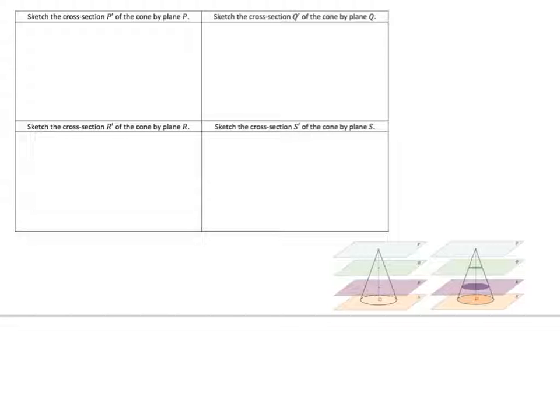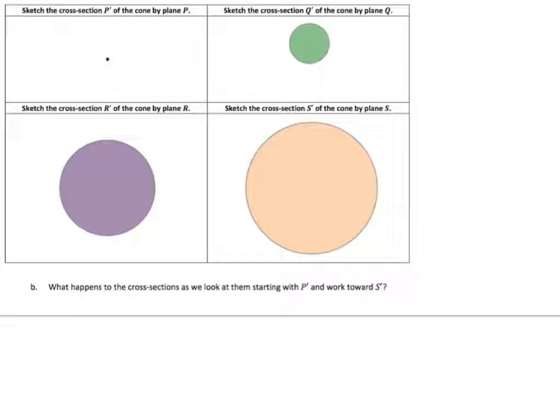So to sketch each one of these cross sections, we would need to know the radius of each disc. This is just a point, but for all of these, we would have to know the radius of each disc. And then it's just a circle with the radius that's given. The sketches that were in my teacher's manual are much better than the circles that I can draw by hand.